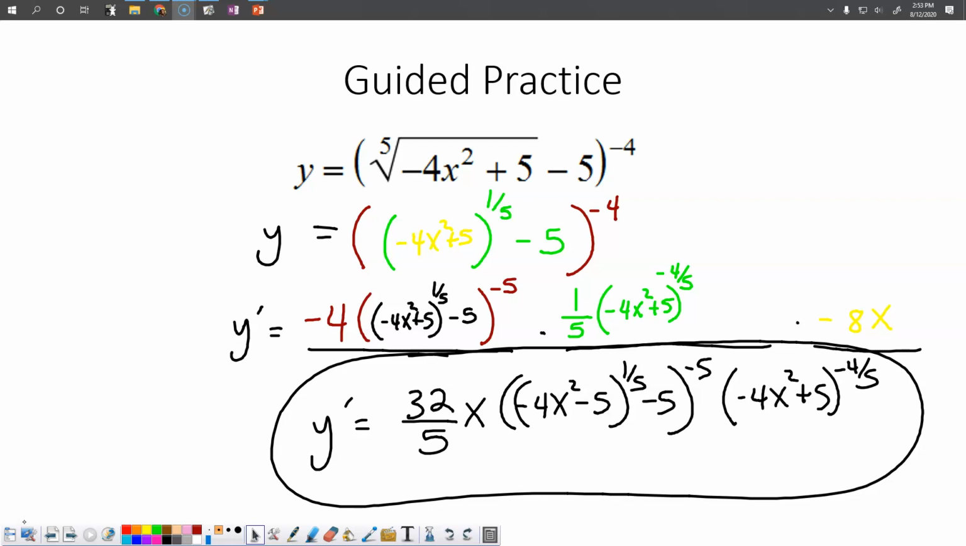I've got the shell, egg whites, and yolk color-coded there. I've got them in the first step. The second step, I've done the derivative of each piece separately. And then the last part, which is circled there, we have the simplified version of the answer. Okay?